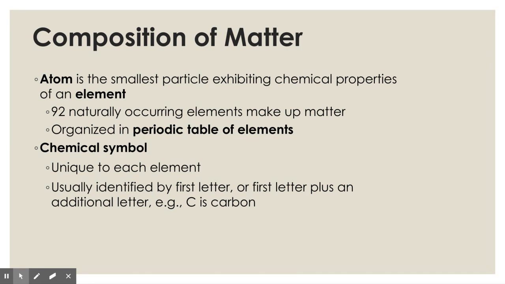So, for example, C is for carbon. Obviously, carbon starts with the letter C, but something like iron, that's going to be Fe, because the Latin word for iron is ferrous, so they used that instead. And again, each element has their own chemical symbol.